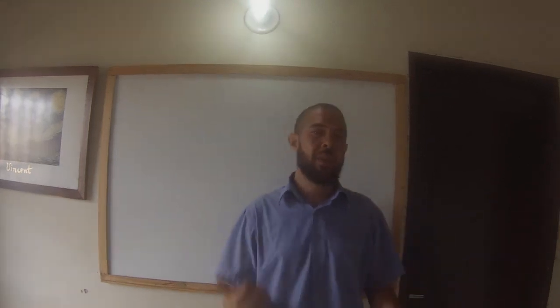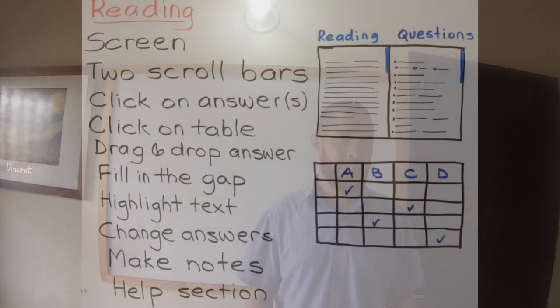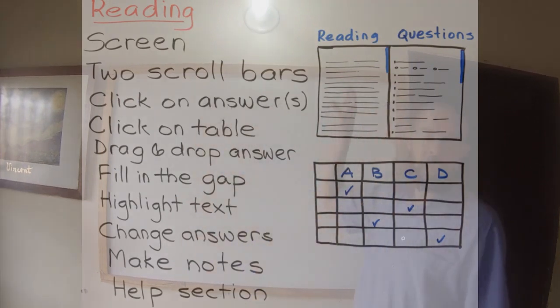Then let's talk about the reading section. It's basically on the screen, right? And you have two parts. You have the reading and you have the questions. Both of them are marked with two scroll bars, the blue ones, as you can see here. One for the reading and one for the questions, right? You have to click on the answer or answers, click on the table, drag and drop the answer here. What else? You have to fill the gap. There are many things that you have to do to achieve the answer.